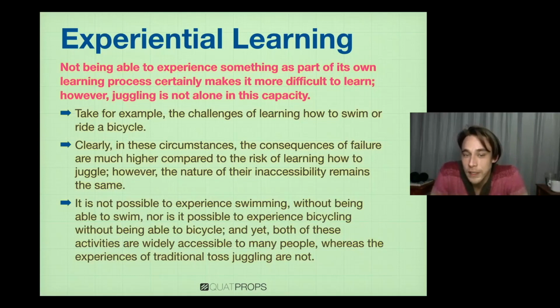And yet both of these activities are widely accessible to many people, whereas the experience of traditional toss juggling is not. This is kind of interesting, no? We're seeing a pattern here. Other activities that provide the same learning challenges are more inclusive, other experiences like music and dance, which provide the same stimulation and are also more inclusive. And juggling keeps getting left behind. It's really strange. What's happening?